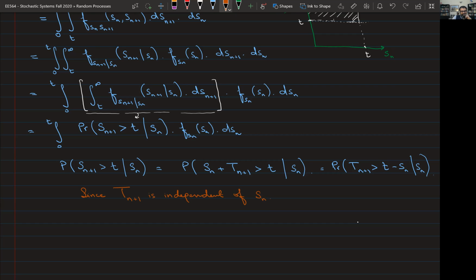Why is it independent of Sn? Why is Tn plus 1 independent of Sn? Can somebody make an argument for me why that is true? Isha?